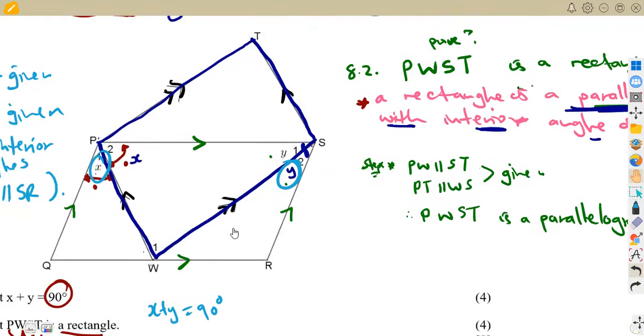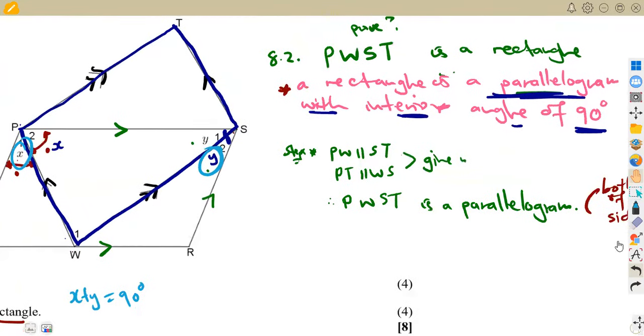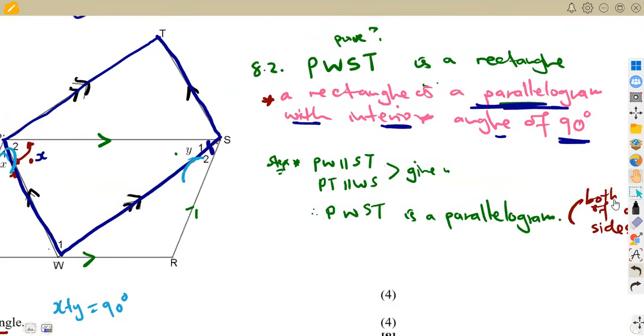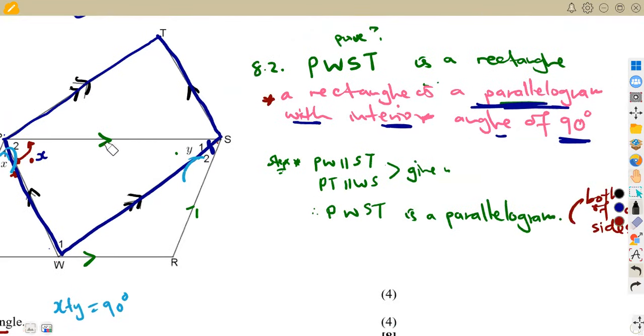All right. So from that concept, if you consider what is inside of the rectangle, because this is outside, we want to consider what is inside of the rectangle because we are talking about the interior angle. So there I have an X and here I have a Y. This X and this Y, they add up to 90 degrees.